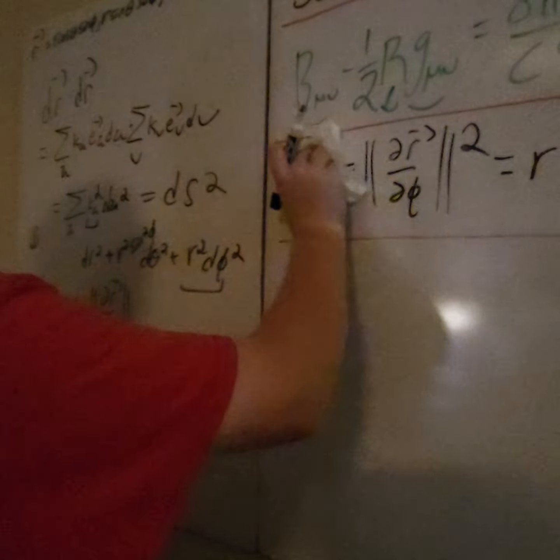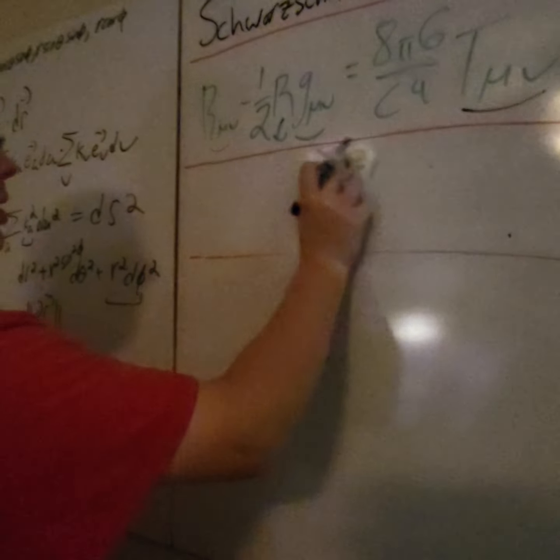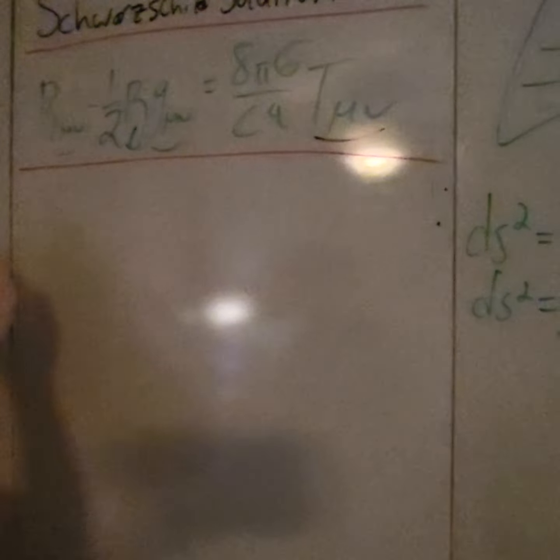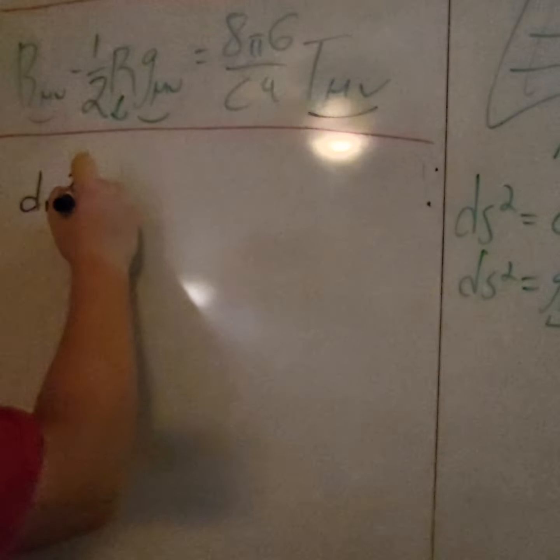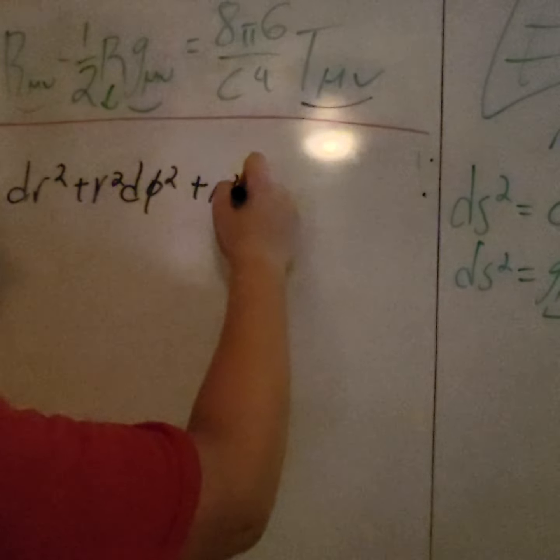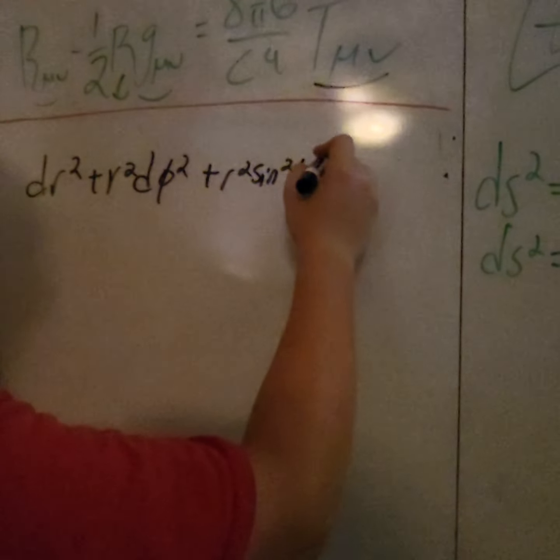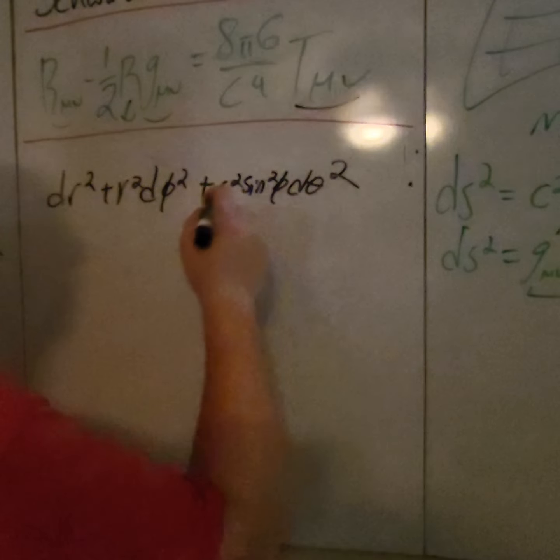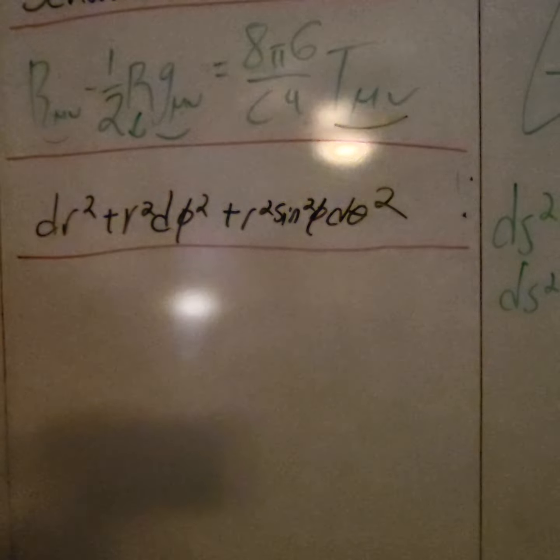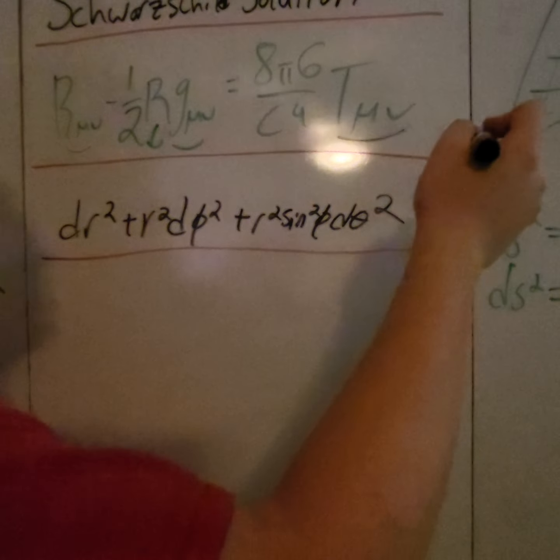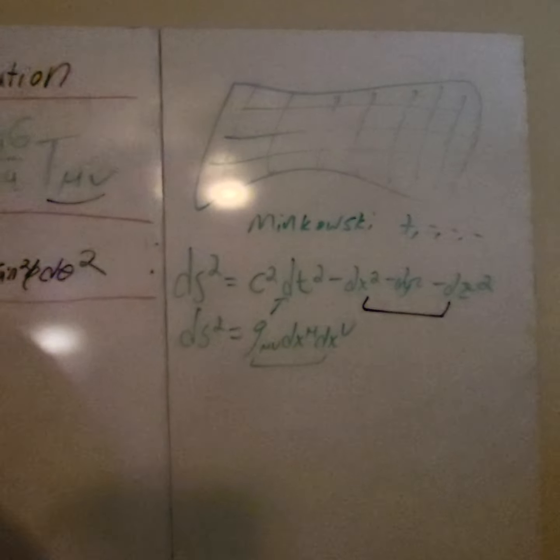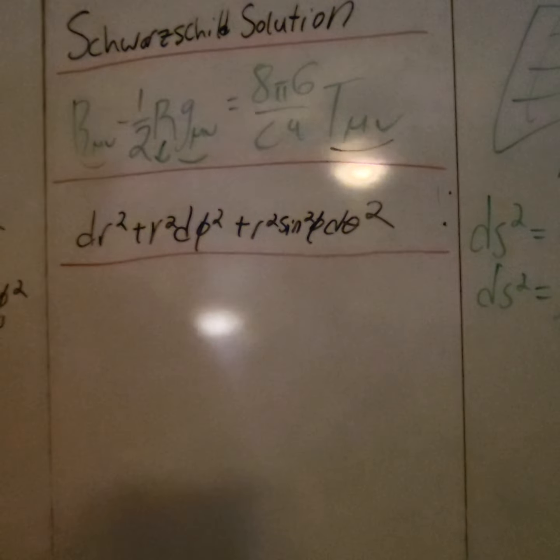So in spherical coordinates, our 3D line element dx squared plus dy squared plus dz squared is replaced by dr squared plus r squared d phi squared plus r squared sine squared phi times d theta squared. And that's our spherical coordinates line element. And again, we're working with that because the mass that we're interested in, our source, is spherical. And there we go.